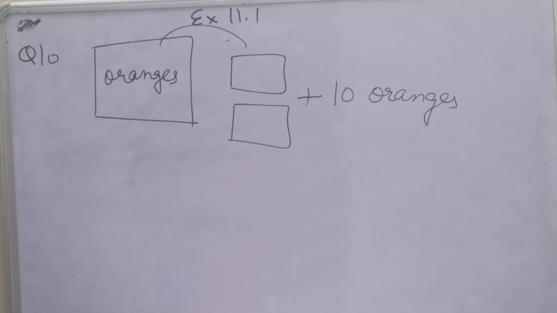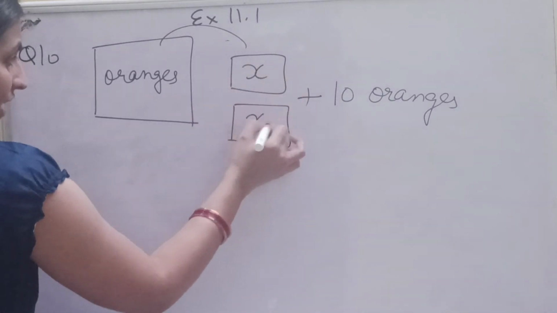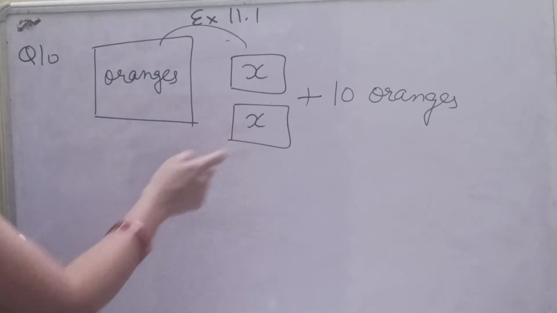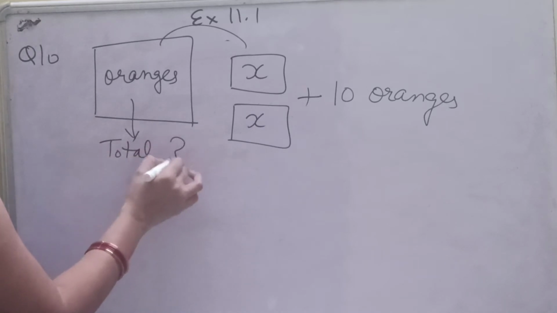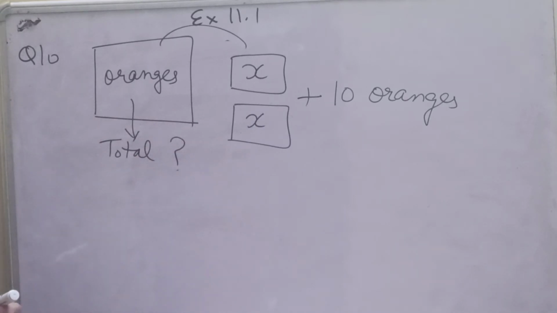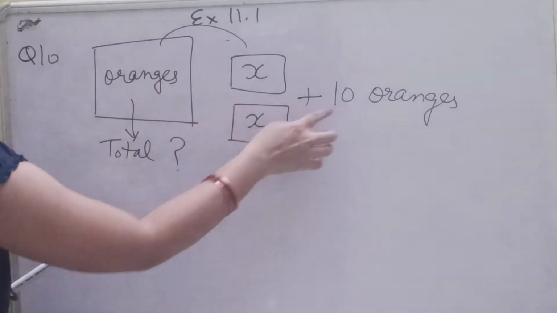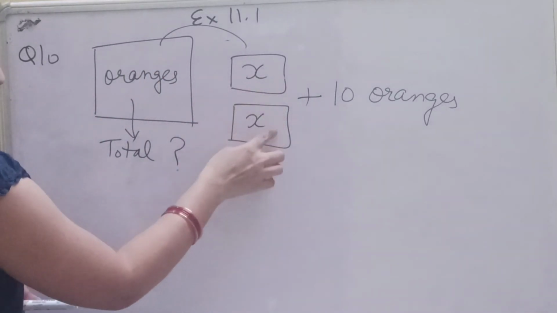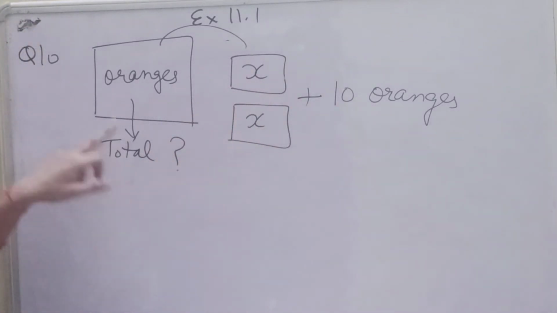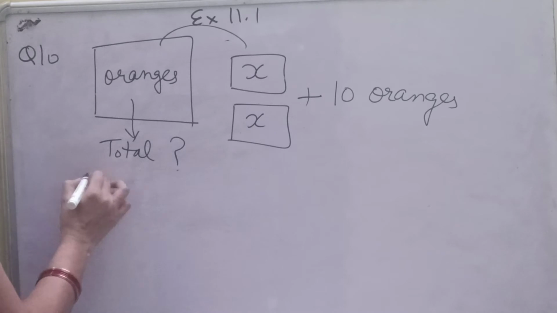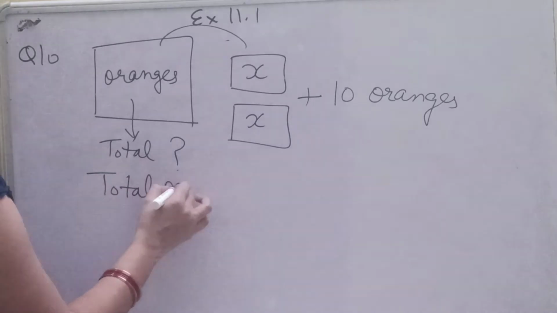Then he is saying, if the number of oranges in a small box is taken to be x, then in this also x, then we have to find the total oranges in this larger box. So these oranges are the combination of these three, whatever we have filled in these two smaller boxes plus whatever is left outside. So if we add all these three, we will find the total oranges. So how will we find the total oranges?